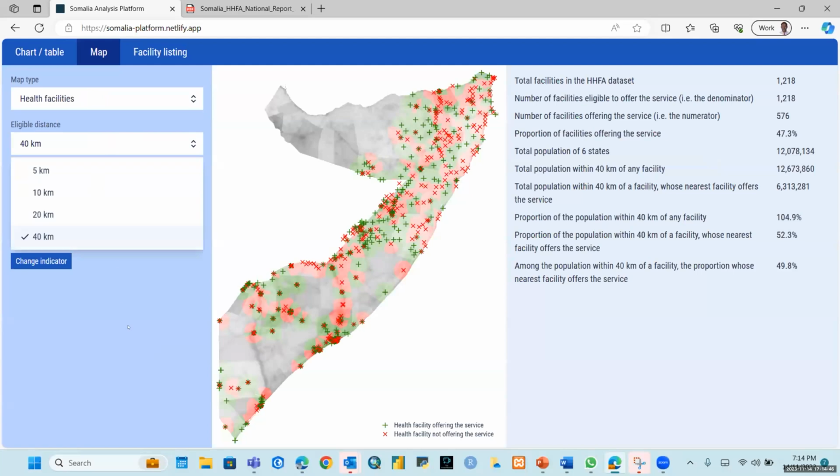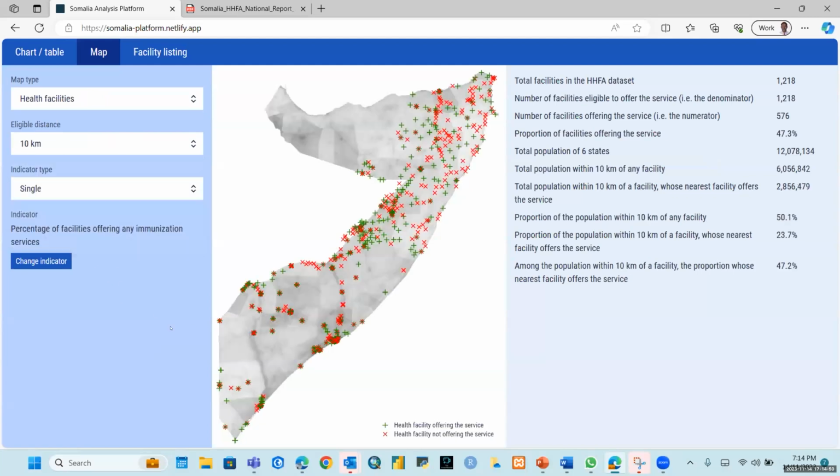So they can select the distance from the health facility, and they can generate the population proportion living within that radius, within 10 kilometers, for example, for API. Somalia, as you can see, on average 23% of the population are living within this area. This is a new finding, by the way.